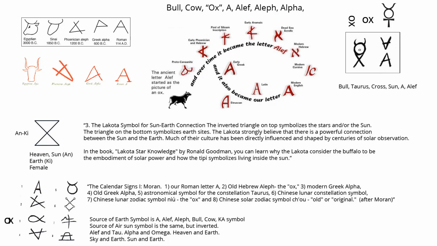And at the bottom here, there's a progression of 8 images. So the calendar signs by, I guess, this guy Moran. So 1, the Roman letter A. 2, the old Hebrew Aleph, the ox. 3 is the modern Greek alpha. So you can see, again, that it's partially an infinity sign. See that Greek? It's partially like an infinity sign. Looks like the Jesus fish too.